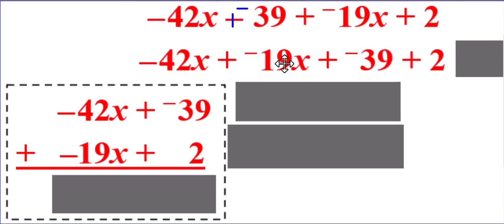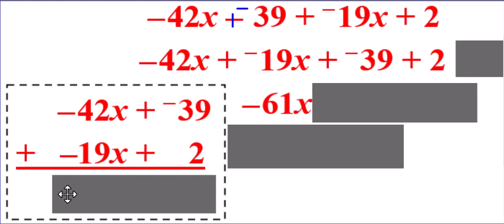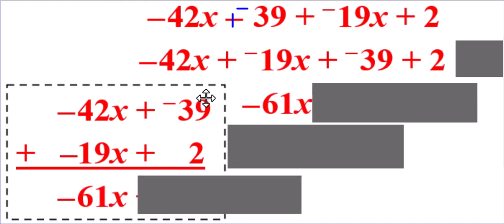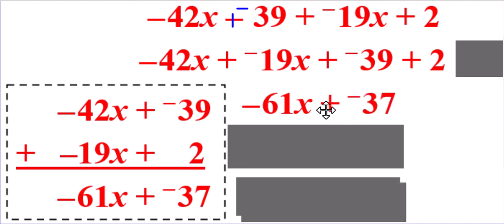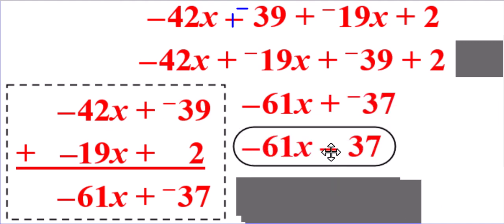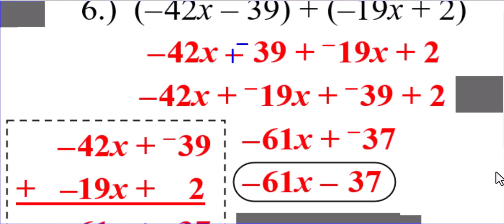The negative 42x and the negative 19x gives you negative 61x, and the negative 39 and 2 will give you negative 37. Since it's plus negative, we will simplify that to minus a positive 37. There you go, negative 61x minus 37. If you messed up, hopefully you're hitting pause and fixing your mistakes as needed.